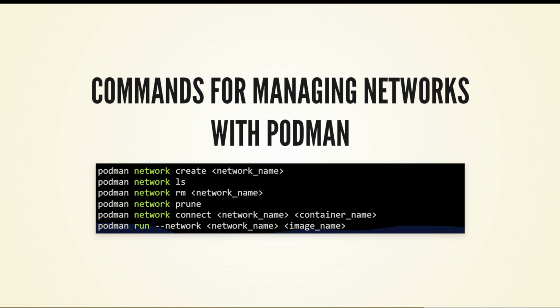In this section, we'll explore practical commands for managing networks in Podman, covering tasks such as creating, listing, and removing networks, as well as connecting containers to networks. To create a network, you can use the command podman network create network_name. To list existing networks, use podman network ls. Removing a specific network is achieved with podman network rm network_name. To remove all unused networks at once, utilize podman network prune. Connecting a container to a network is done via podman network connect network_name container_name. Lastly, to create a container that is automatically connected to a specific network, use podman run --network network_name.